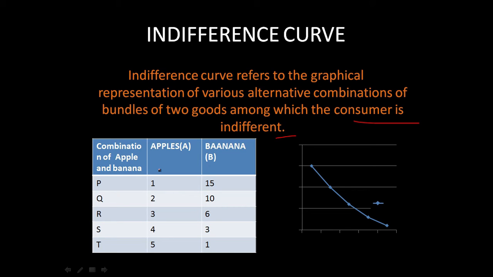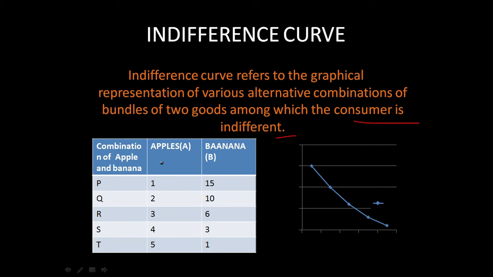So let us understand through a graph, that is a combination of apples and bananas. When we are talking about combination 1, that is P, when he has purchased one apple, he can purchase 15 bananas. 2 apples, then 10 bananas. 3 apples, 6 bananas. 4 apples, 3 bananas, and 5 apples, 1 banana.